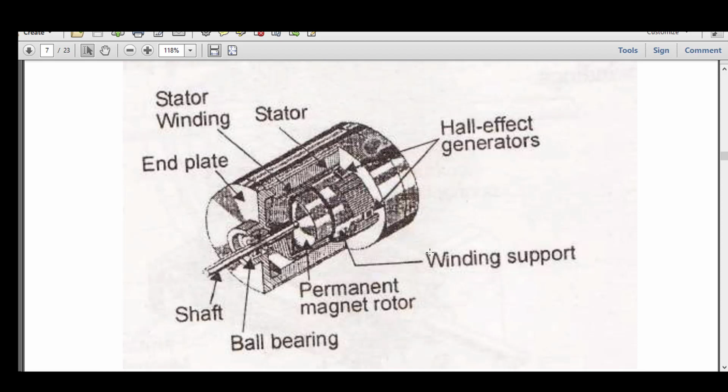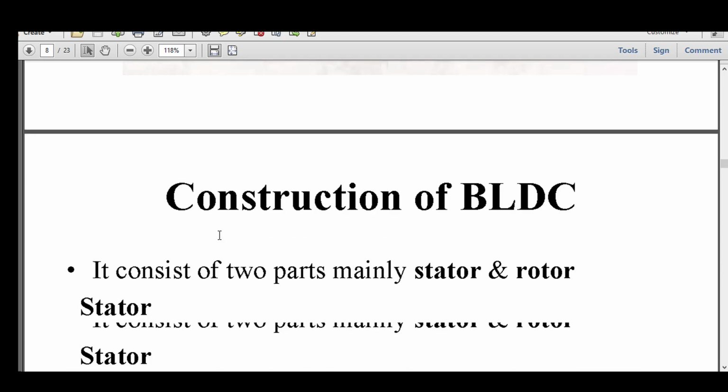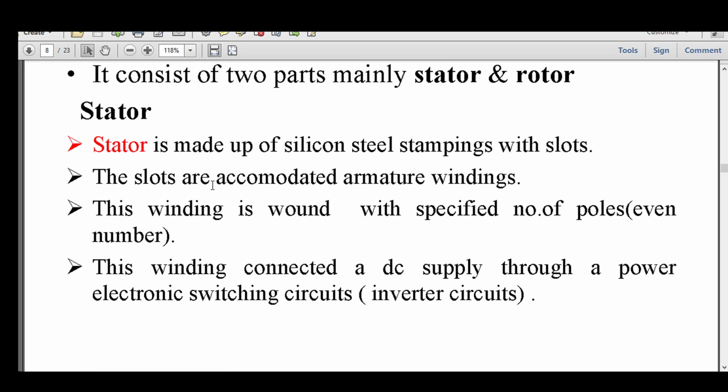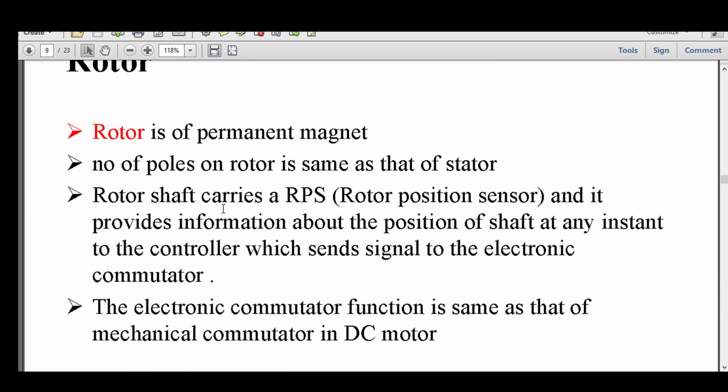Permanent magnet brushless DC motor. You can see here the stator winding, then there is the stator frame. At the end of the rotor, there are Hall effect generators; we use a Hall effect generator to sense the rotor rotation. There is a permanent magnet rotor and also a ball bearing. Now, the stator and rotor we already discussed.